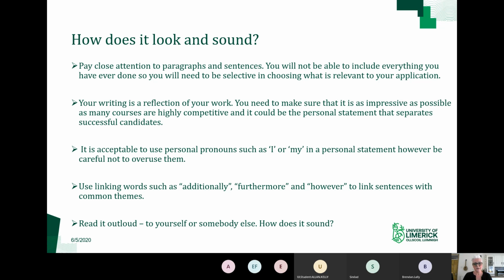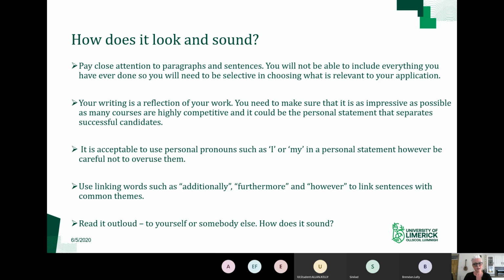I suppose what you need to do then, when you've written your personal statement, is think about how does it look? If a course director is looking at this, is it going to look good? Does it look pleasant to the eye? Is it divided into paragraphs? And then how does it sound? So remember, this is you, this is your voice. This is you explaining to somebody why you would like them to consider your application.